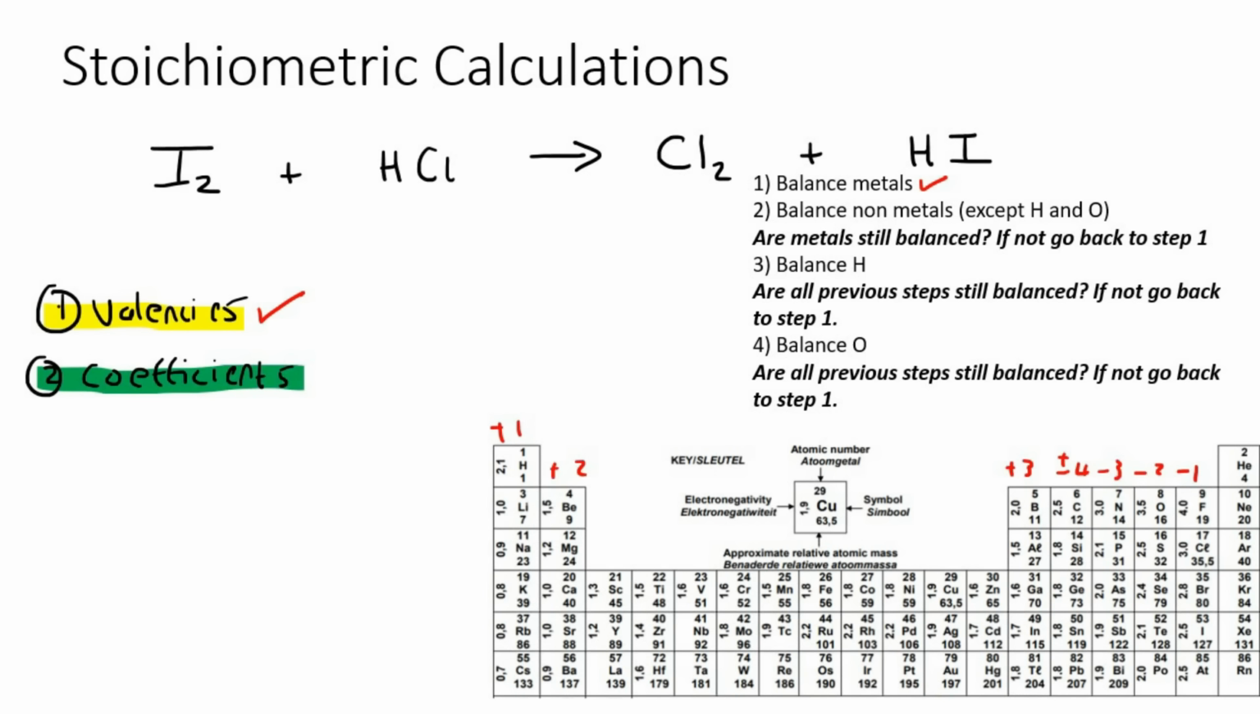Step 2, balance all of the non-metals. Now remember, the non-metals are everything on the right-hand side of the periodic table. But don't do hydrogen and don't do oxygen right now. That comes in later steps. Okay, so any non-metals? Yes, there's iodine and there is chlorine.